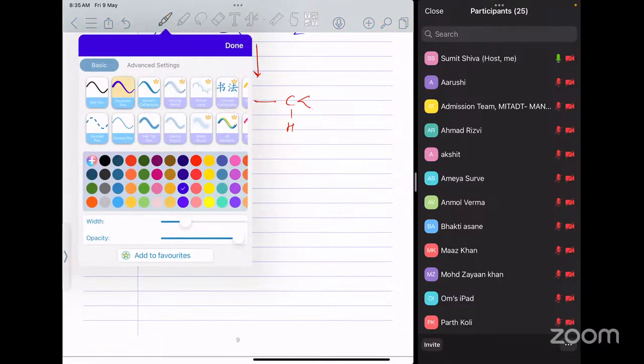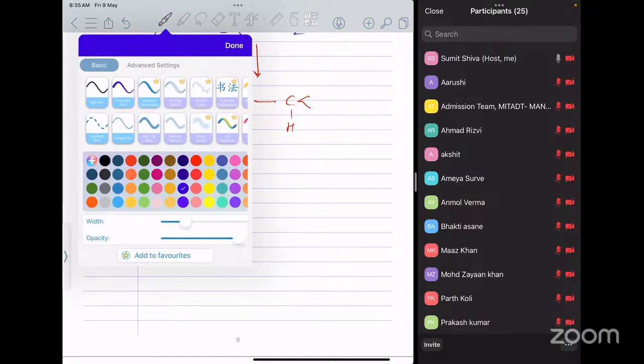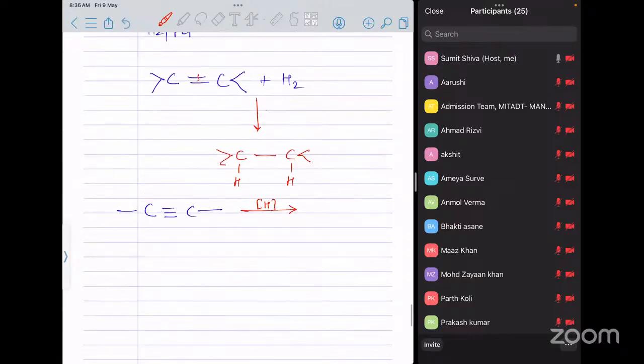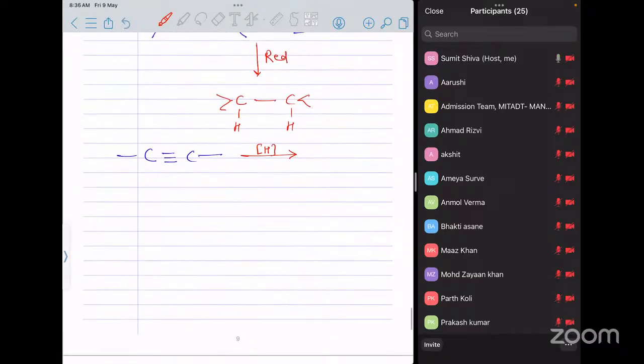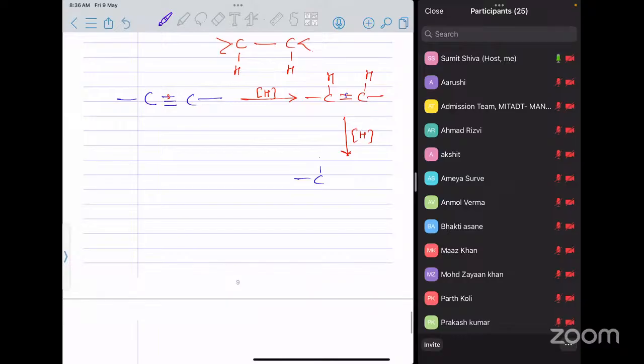Same is true for triple bond. In the first reduction, one of the pi bonds will be broken and we will have CH double bond CH. If we do hydrogenation or reduction again, again a pi bond will be broken. But remember, this will break only the pi bond. So this will be CH2 single bond CH2. Understood?